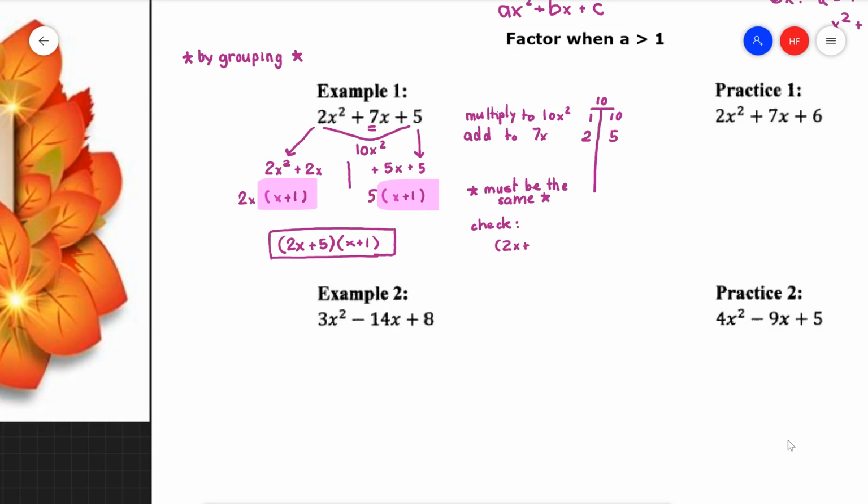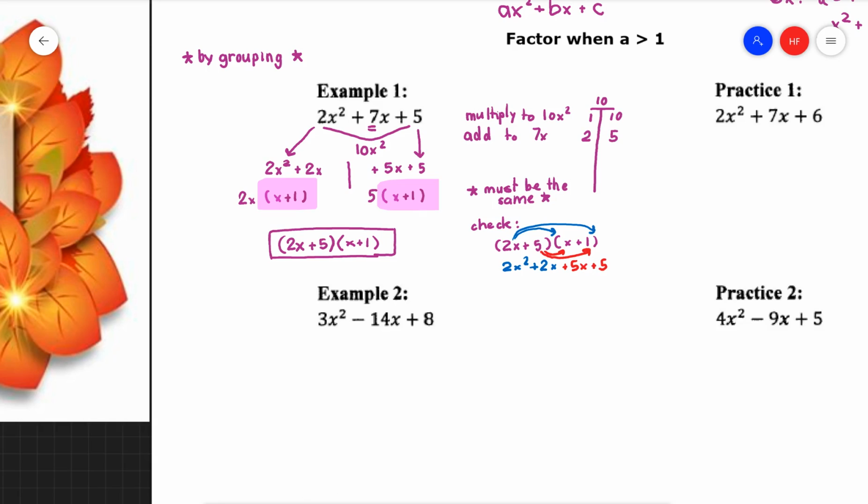So 2x plus 5 times x plus 1. We're going to FOIL this out. So it's 2x times x, and then 2x times 1. 2x times x is 2x squared. 2x times 1 is 2x. We gotta do the bottom. 5 times x is 5x. 5 times 1 is 5.